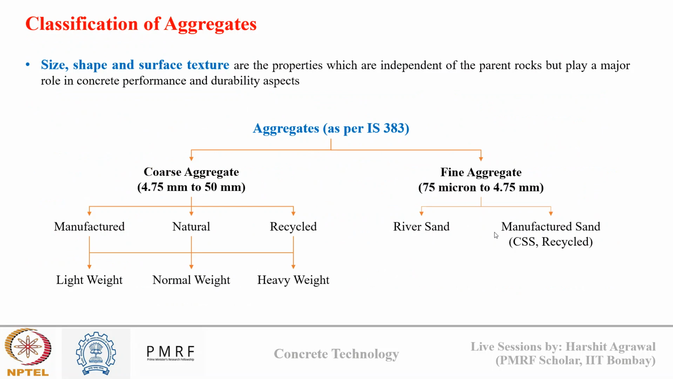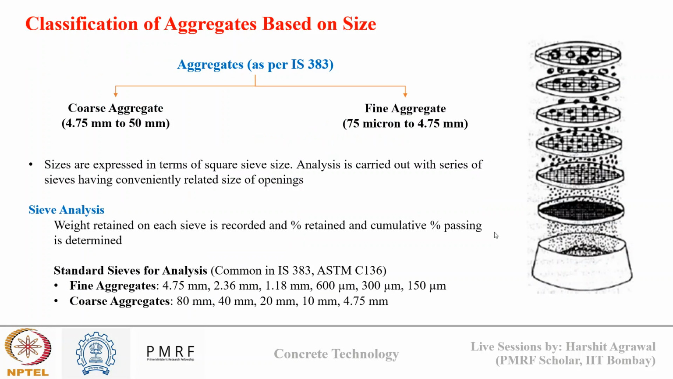Then we talked about aggregates that are used in concrete. Here we talked about classification of aggregate based on size, shape, and texture. Before this, we also talked about source, like how aggregates are classified based on parent rock: igneous, sedimentary, and metamorphic, and other classifications like natural, manufactured, and recycled aggregates. In size, we talked about coarse and fine aggregate, and how sieve analysis is done for grading aggregate. We saw numericals for calculating percentage retained, cumulative percent passing, and to identify coarse and fine aggregate content.